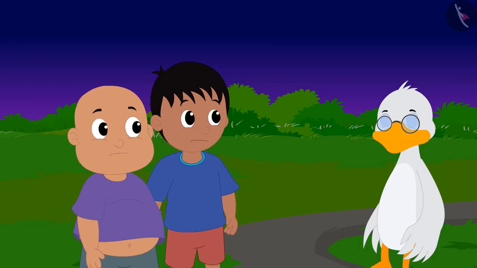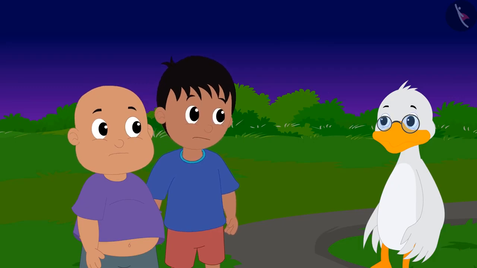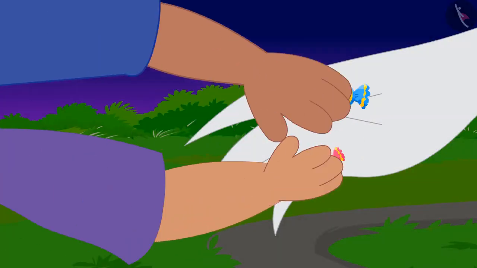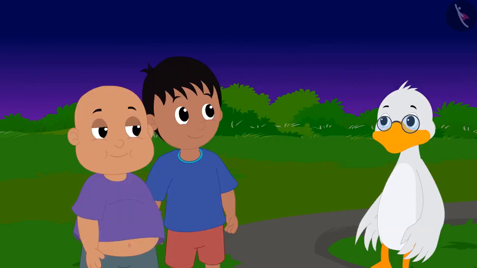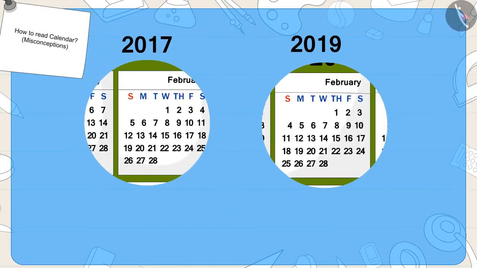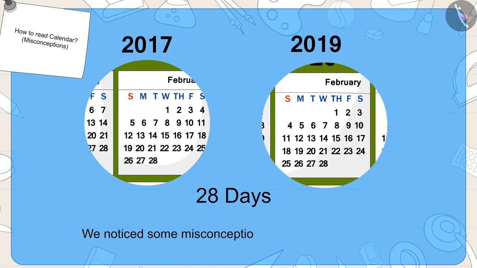Raju and Bablu now understood why Jeev did not come. And uncle also gave them one toffee each to make them happy. Raju and Bablu looked so happy after eating the toffee. Children, in this video, we saw some misconceptions related to the calendar.